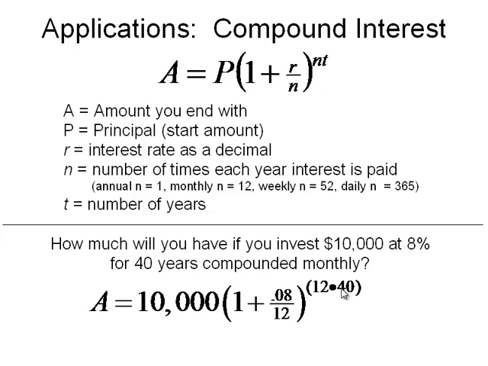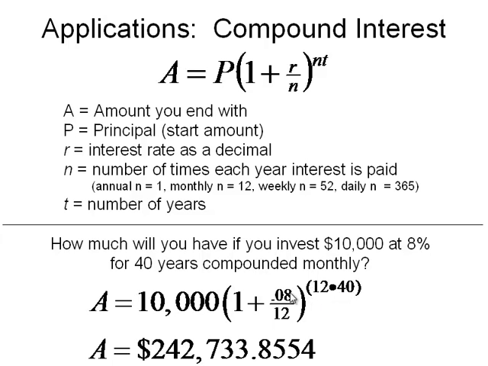And if you're using a graphing calculator, you just need to type 10,000, open, 1 plus 0.08 divided by 12, close. Then you put a caret for the power, and you must open parentheses. If you do not open parentheses up here, you're going to get the answer incorrect because the calculator doesn't know you have a power. So you put a caret for a power, open 12 times 40, and close. And I believe you get 242,733.8554. And on the test, I usually truncate that and just count the cents.